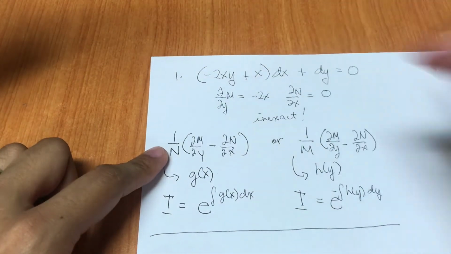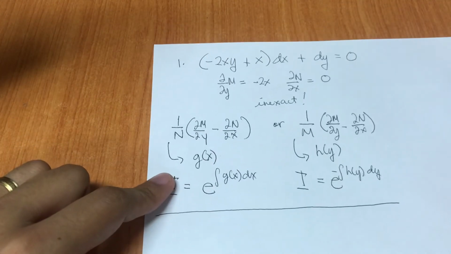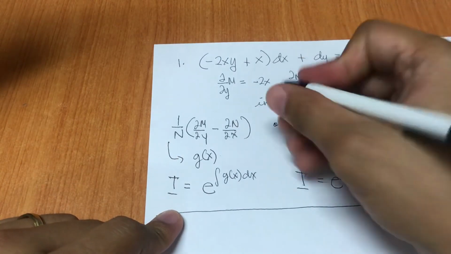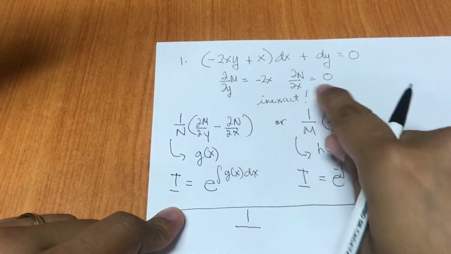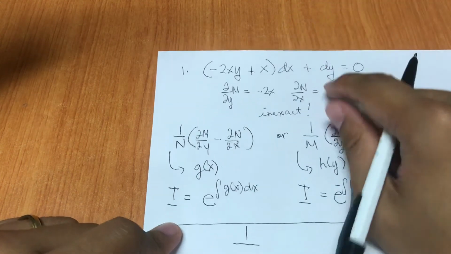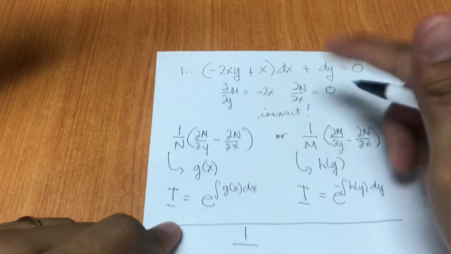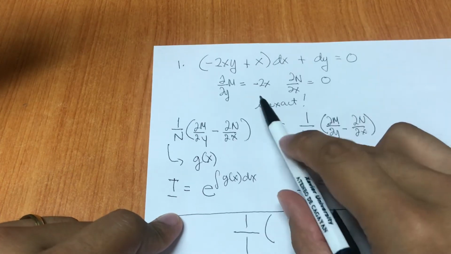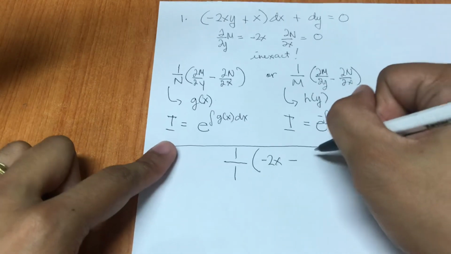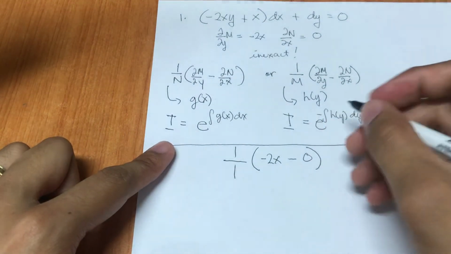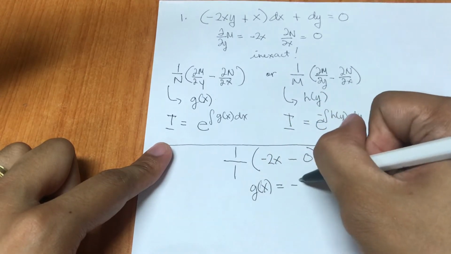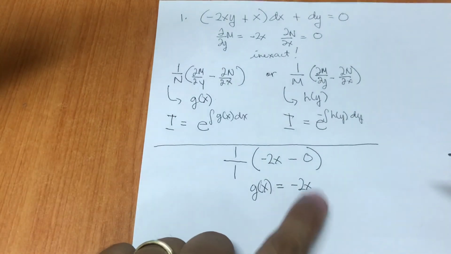So back to our previous example. We'll first use this equation, kani. So 1 over n, what is n? 0. No. N is 1. Okay, dili 0. N is 1. Diba? 1 over 1. The difference is negative 2x minus 0. Therefore, our g of x is equal to negative 2x. And yes, it's a function of x alone.